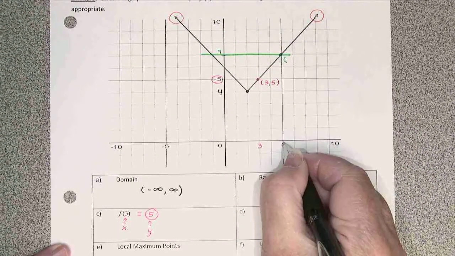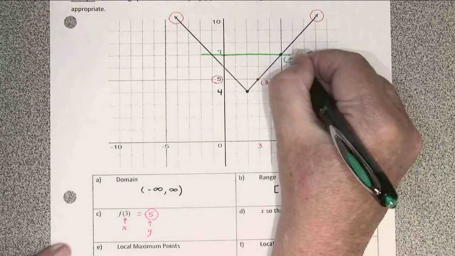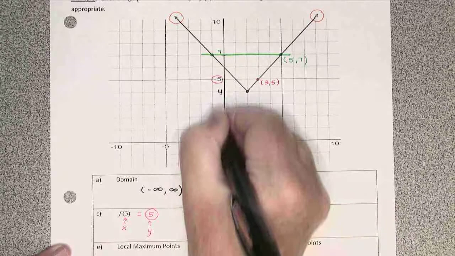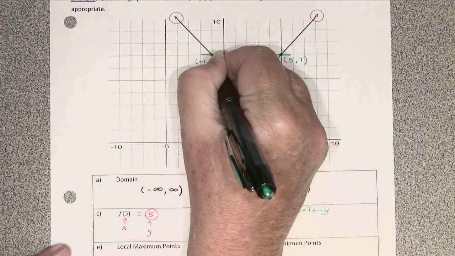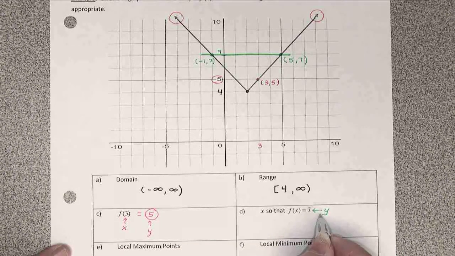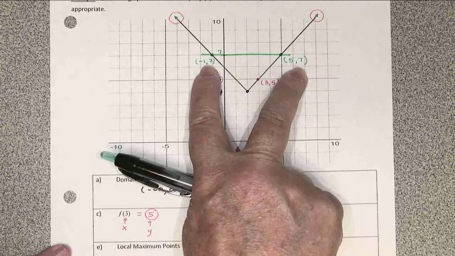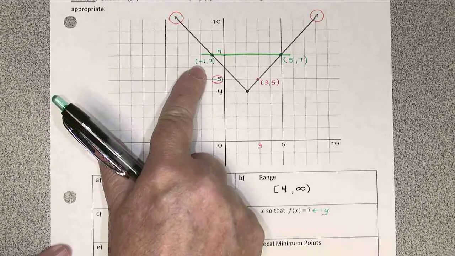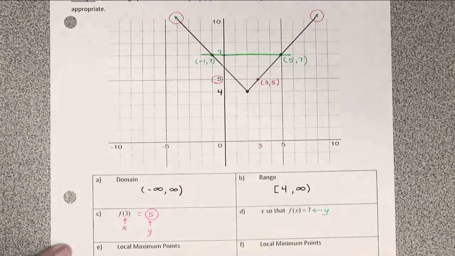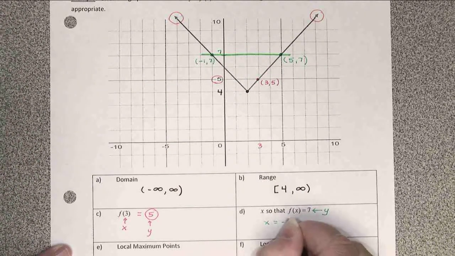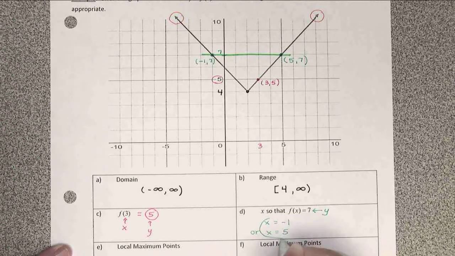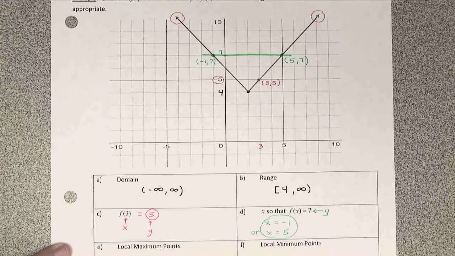This one right here, which is the point 5, 7. And then this one right here, which is the point negative 1, 7. Now again, I already told you y, so you don't have to tell me the whole point. I'm looking for the x values. So one possibility is x equals negative 1. Another possibility is x equals 5. So that particular question has 2 possible answers.